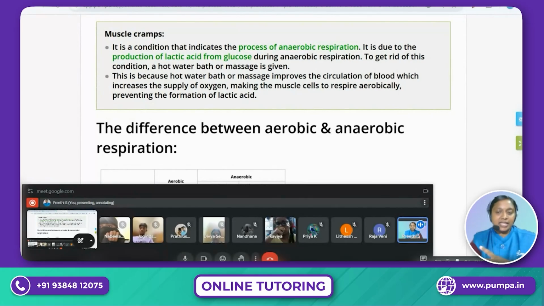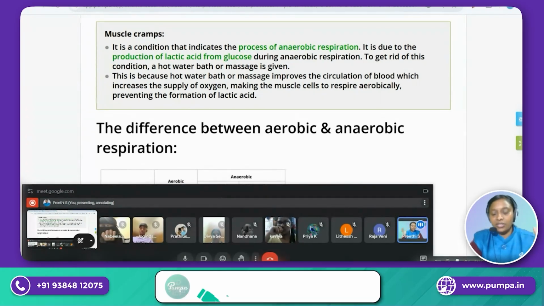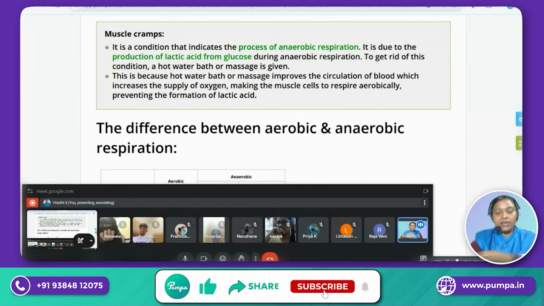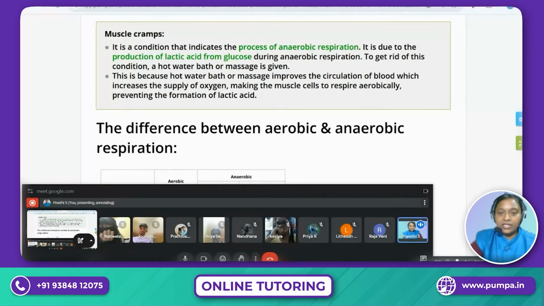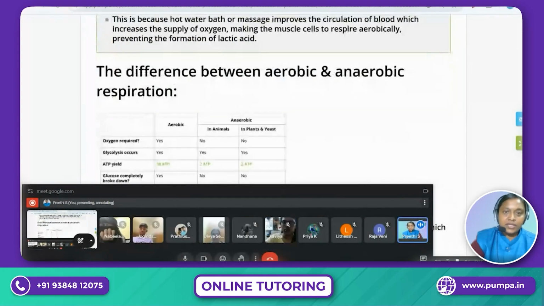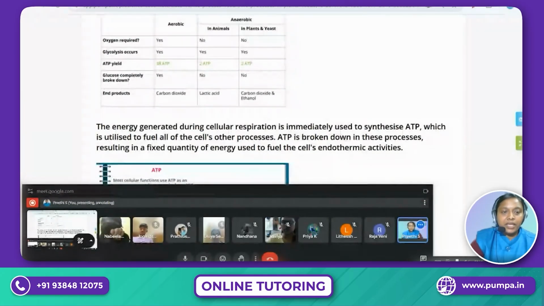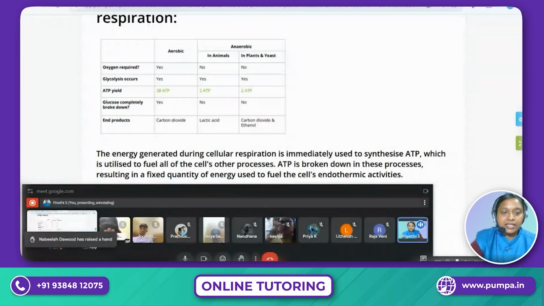Because when we massage, the anaerobic condition, the lack of oxygen, will be converted to the presence of oxygen. The oxygen is present in the blood, so when I'm massaging, I will be increasing the blood circulation. Children, are you clear about muscle cramps?